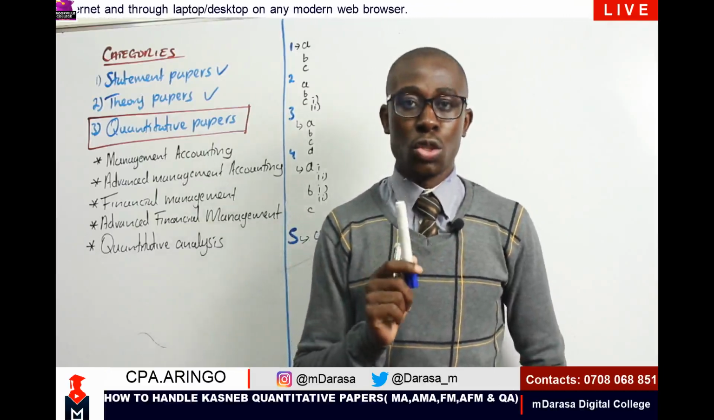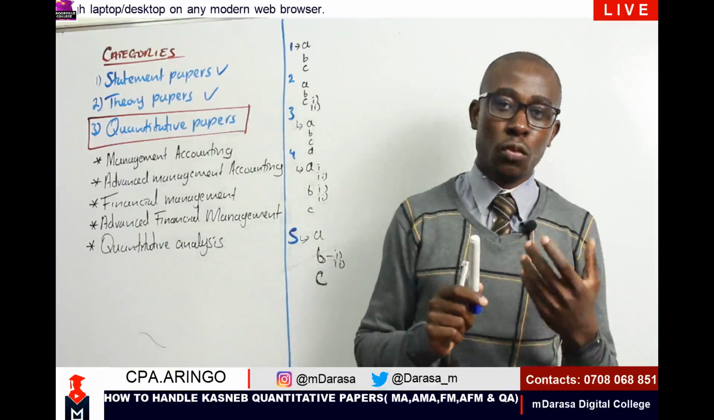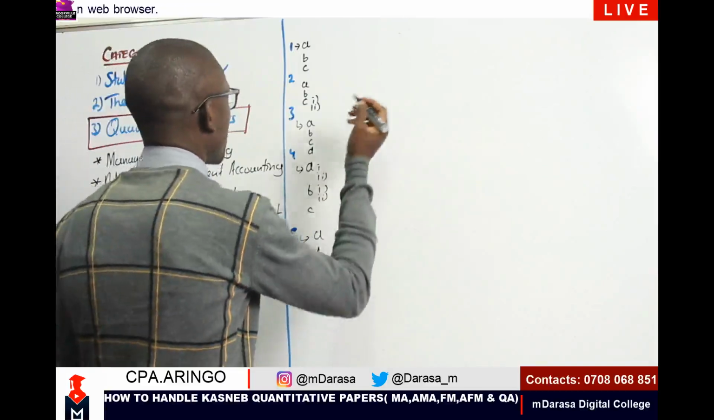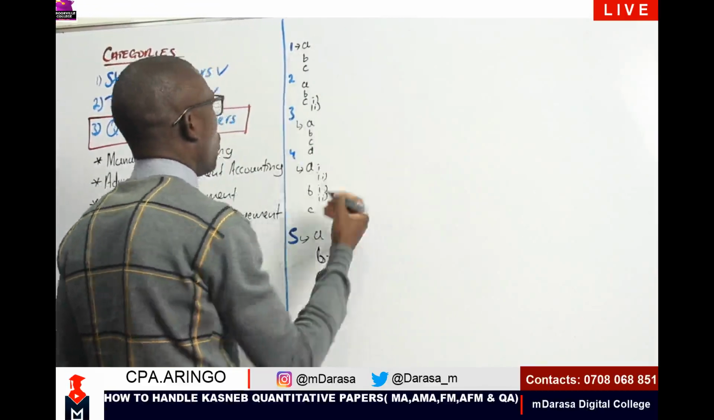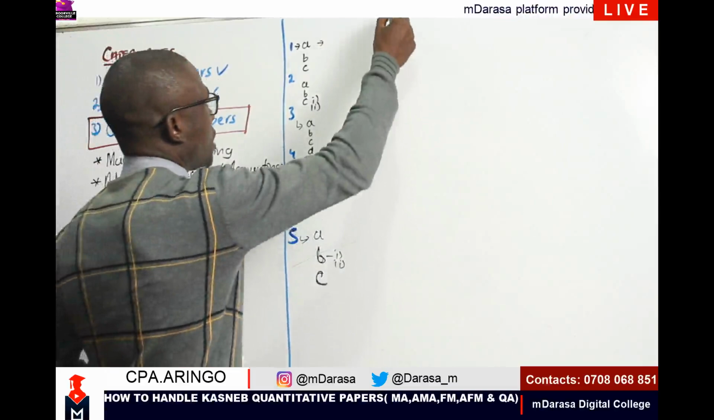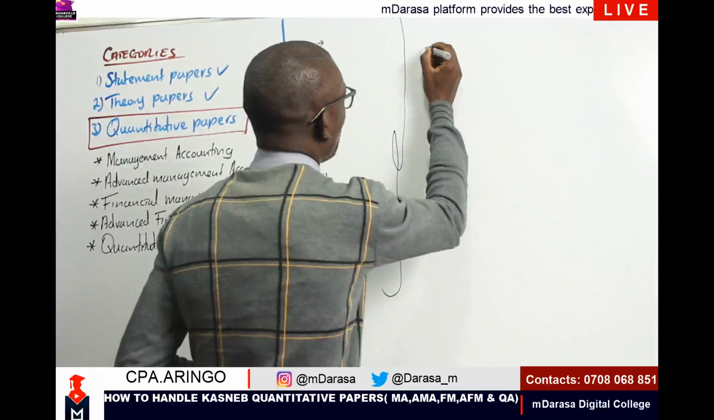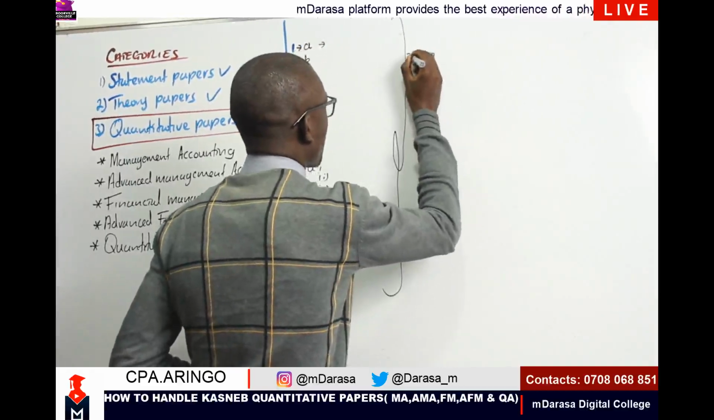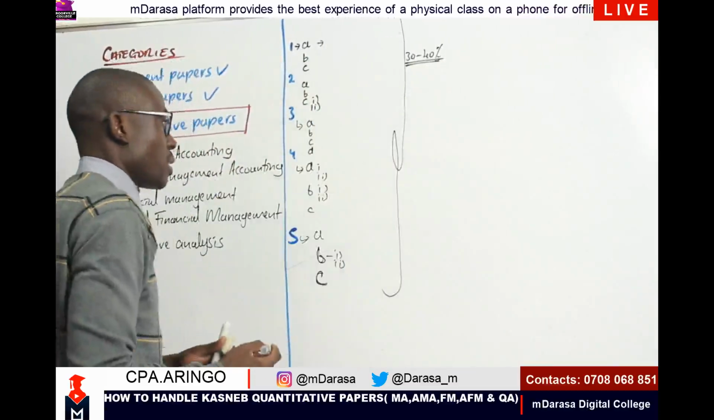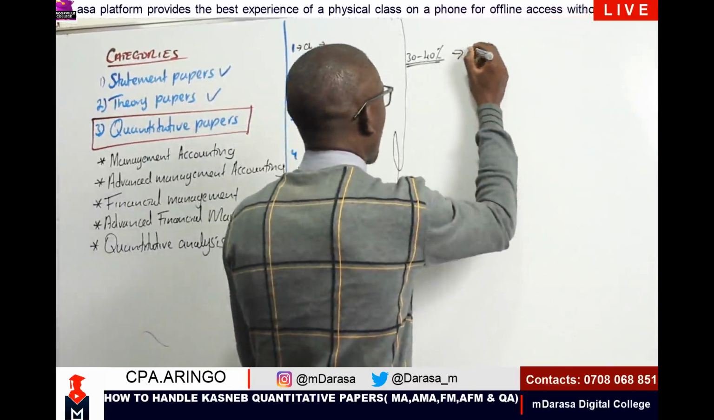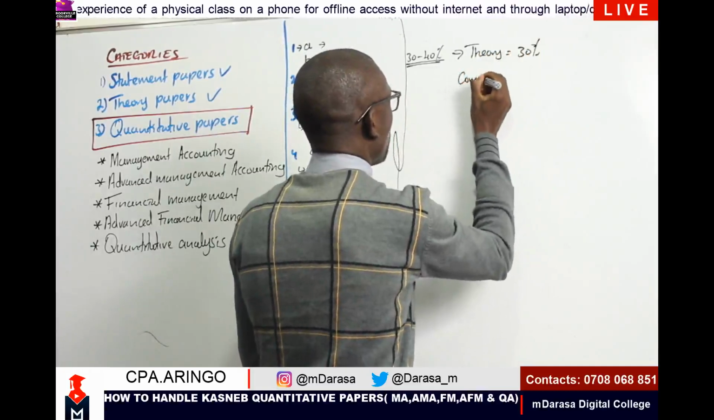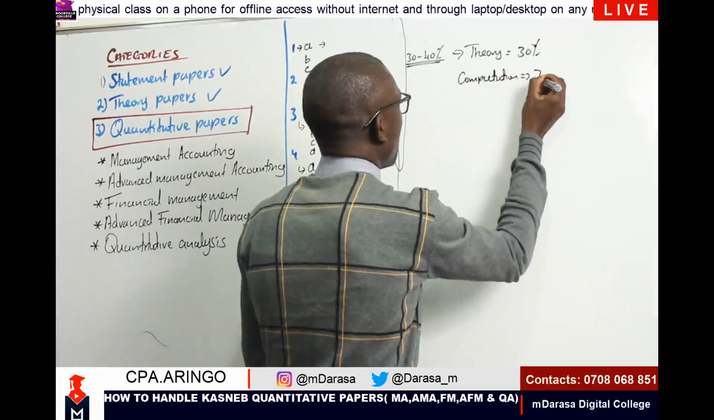After you've gone through all the questions on that paper, the second step is to sketch your points, more so for theory. On these quantitative papers, you'll be given theory of up to 40%. Let us go with the minimum of 30%, and then the computation part will give us the 70%.